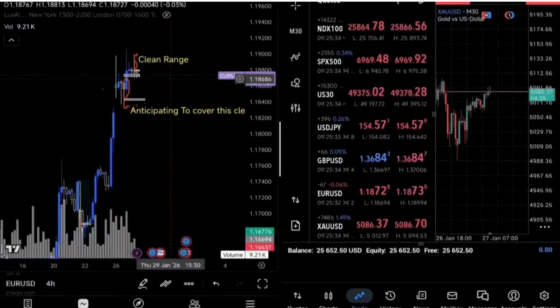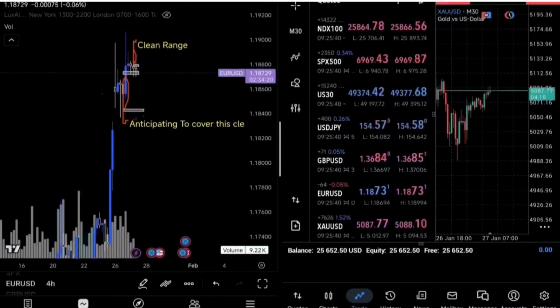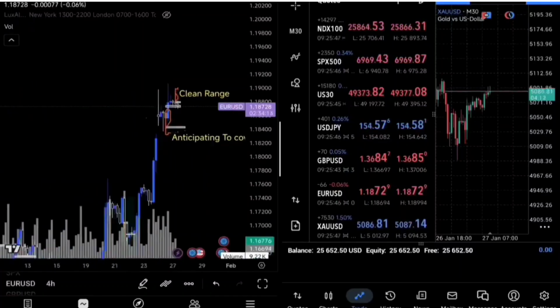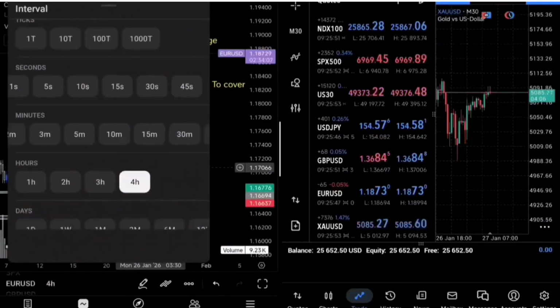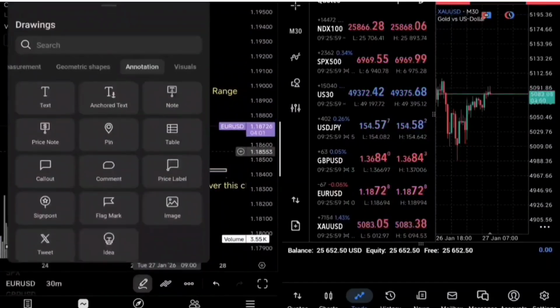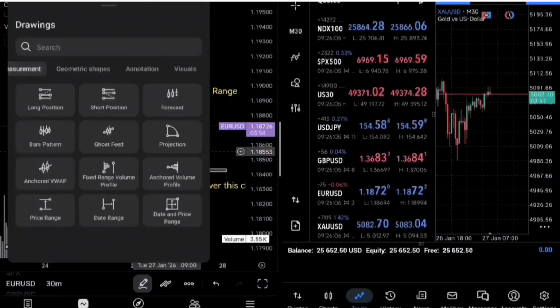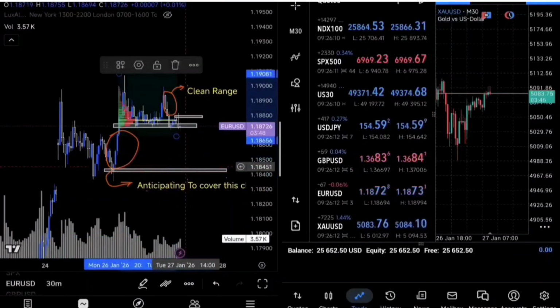In the 4 hour time frame, as you can see, the Euro USD chart is heavily bullish. So most probably we will be getting a bullish trade. But things happened quite differently after that.